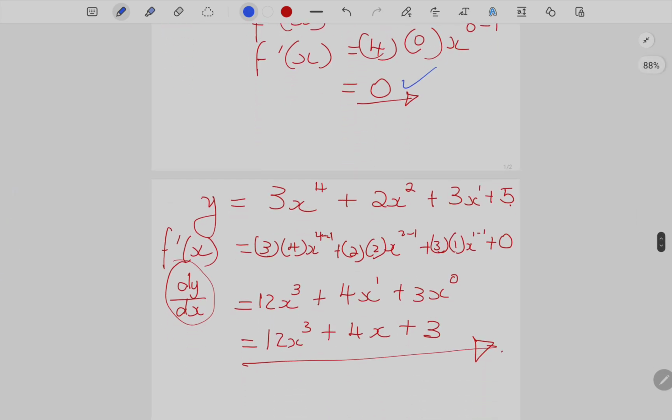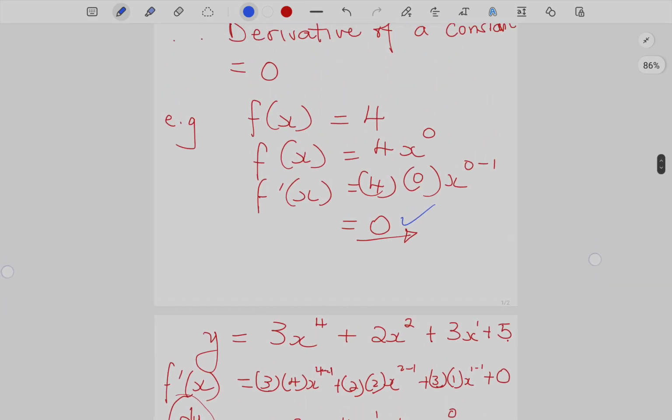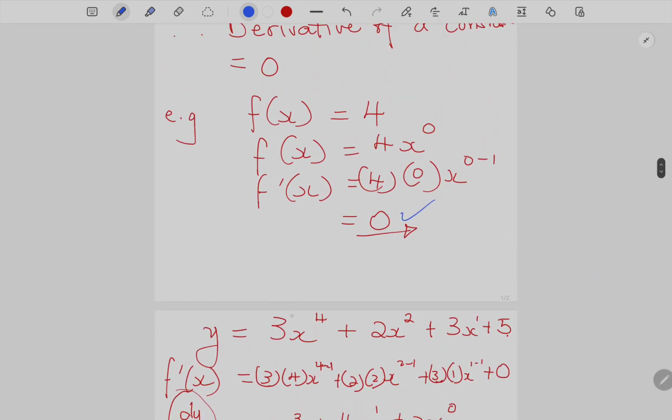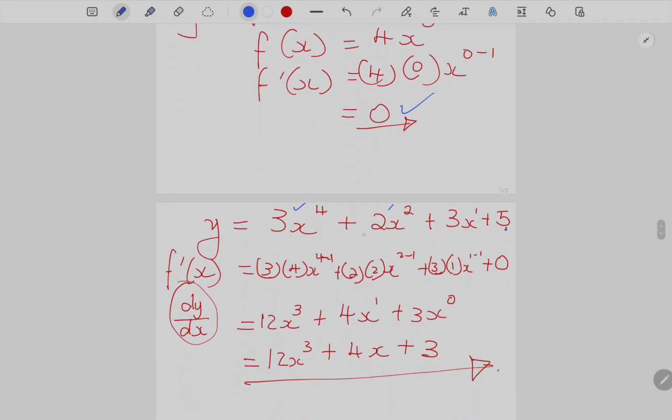So now let's do a combination of these terms, whereby there's a term written as 3x to the power 4, and also 2x squared plus 3x to the power 1, and also a constant. So what will happen? We've been given y is equal to 3x to the power 4 plus 2x to the power 2 plus 3x, then plus 5.